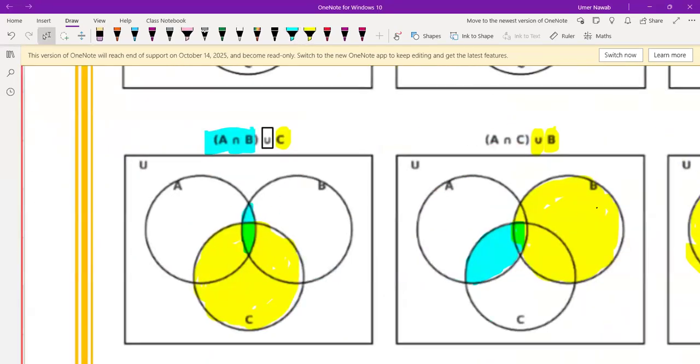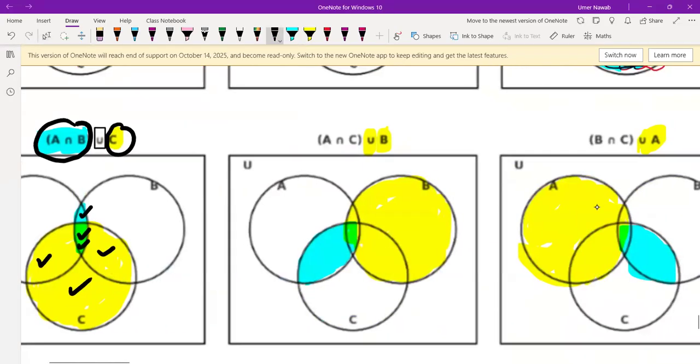Now, come to this case, union. There is a union. Union means I have to shade complete A intersection B. So he has shaded this part and this part. And then he also has to shade C. So I shaded this region.